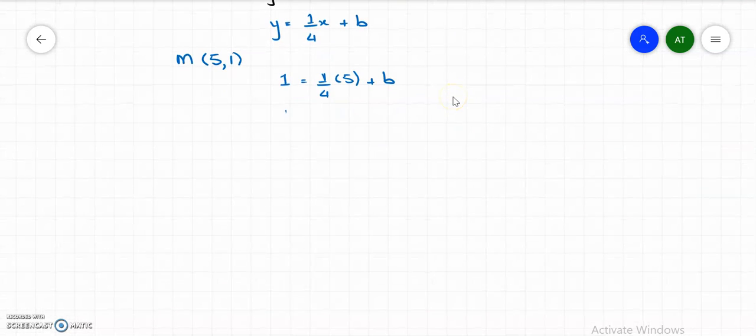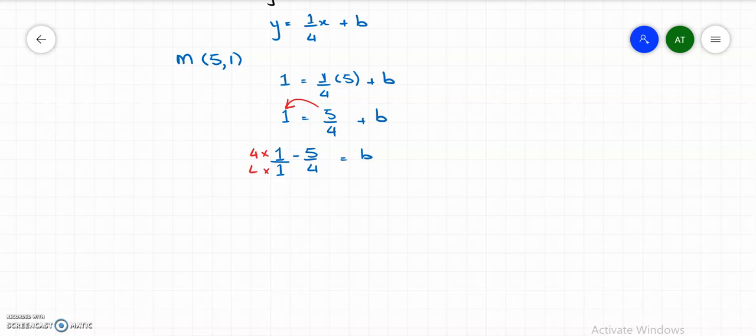Now we have 1 that is equal to 5 divided by 4 plus b. To solve for b, we have to shift this 5 by 4 to the other side of the equality. So it would be -5 by 4, by taking its opposite, equals b. So we can see we have 1, you can write it as 1 by 1. To subtract the two fractions, we have to make the denominator the same. And how do we make the denominator the same? By multiplying this fraction by 4.